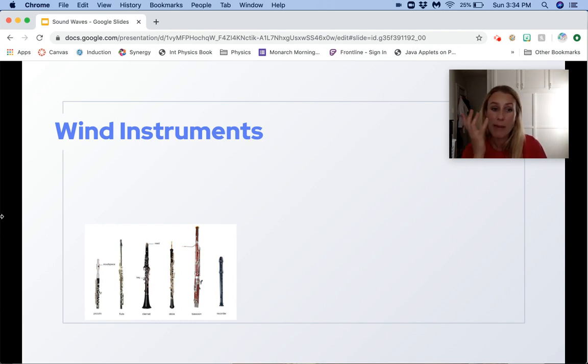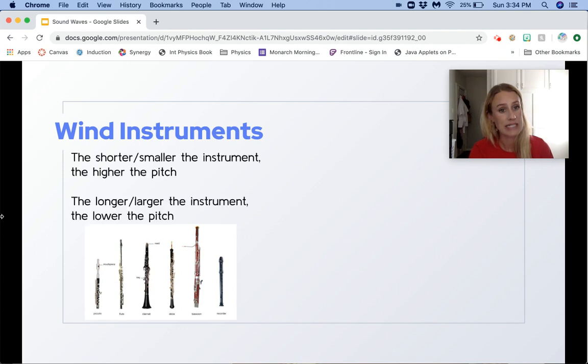So you can probably already think of how the size of these different wind instruments is going to correlate with the pitch that it plays. So the smaller ones actually play a higher pitch, a higher frequency sound. So the shorter or smaller the instrument, the higher the pitch. The longer or larger the instrument, the lower the pitch. So think of like a tuba. That's a huge wind instrument, right? So it's going to be a very low pitch. Same with the bassoon. It's much lower pitch than like a piccolo or a flute is.